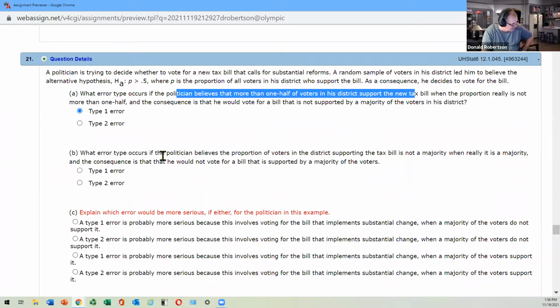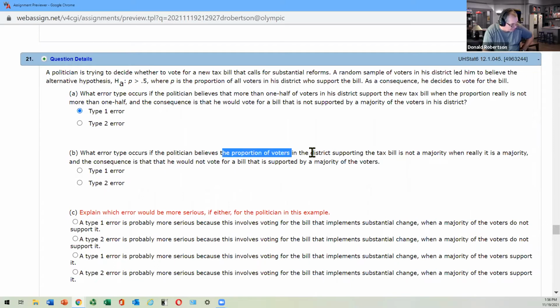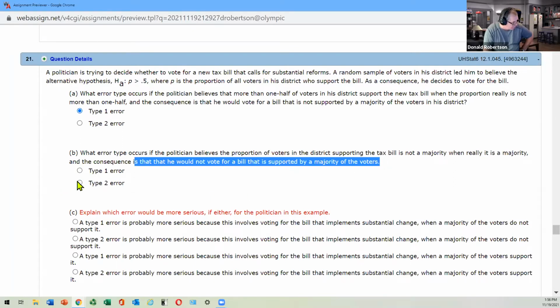Now, what error occurs when the politician believes that the proportion of voters is not a majority and the consequence is that he doesn't vote? Well, wouldn't we call that one the other error, right? The type 2. Now, which one of those 2 errors would a politician consider the more serious, right?